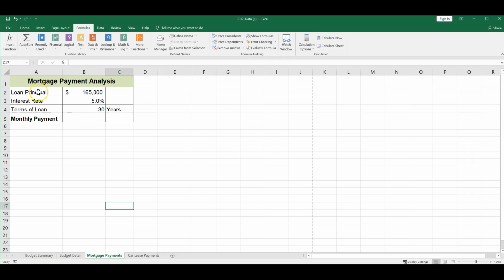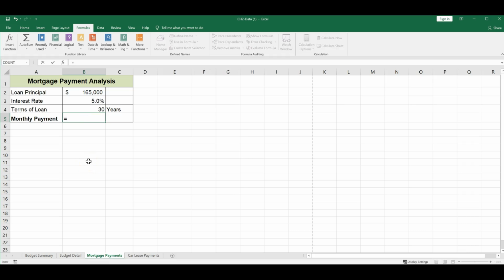Okay, so the mortgage payments, we're going to put a function in this cell that calculates our payment on a loan of $165,000 with an interest rate of 5% and a length of loan of 30 years. So we're going to start this out.